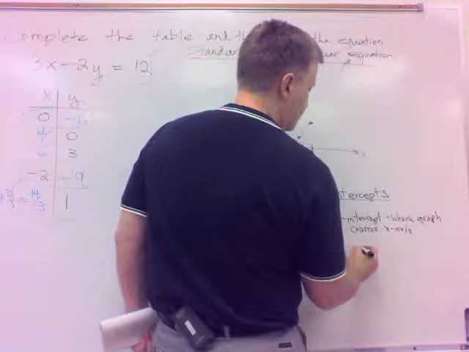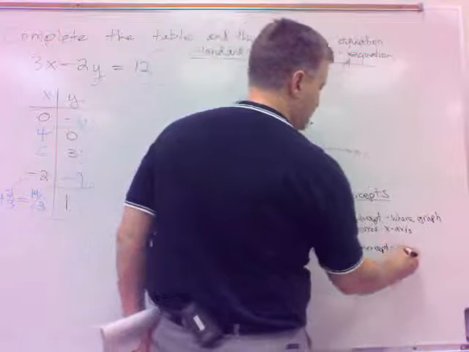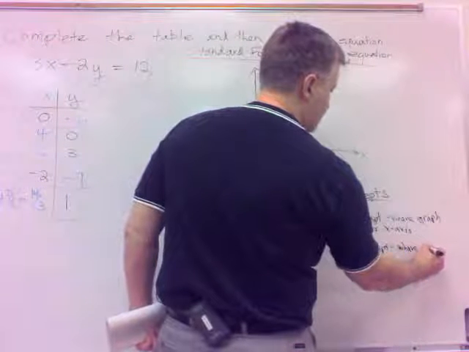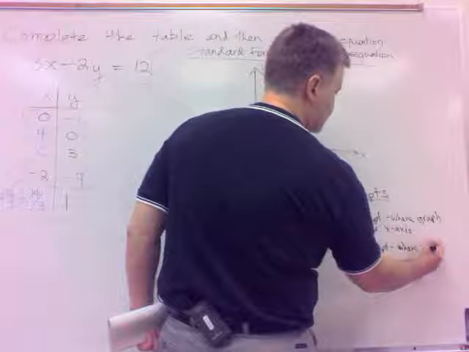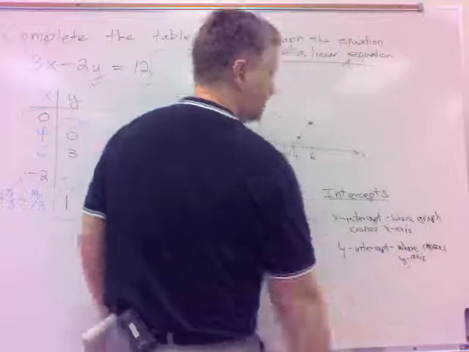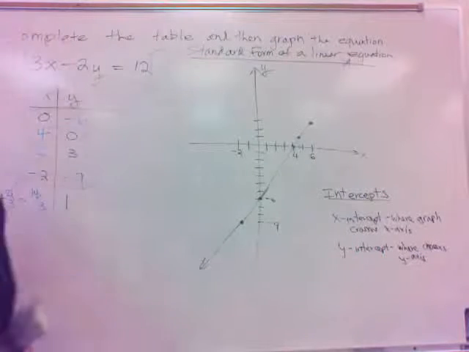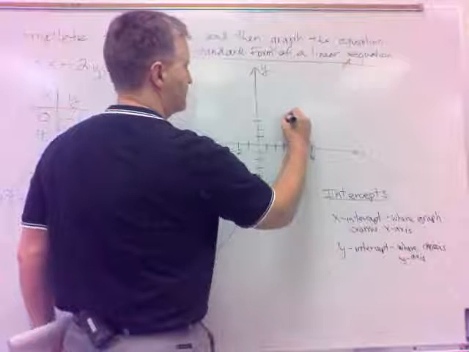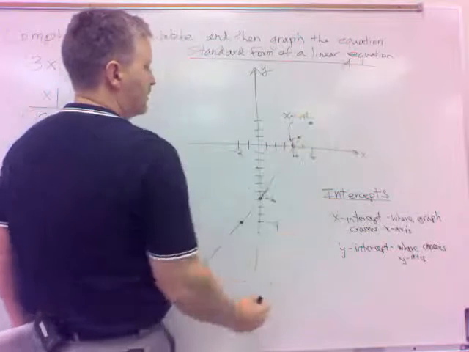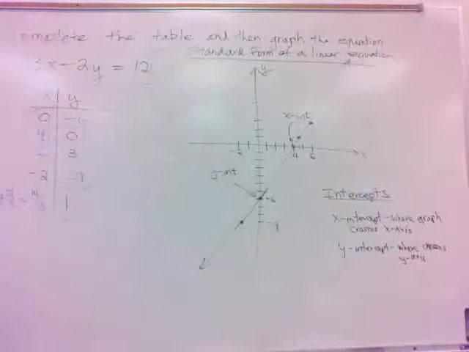And then the y-intercept is the reverse of that, of course, where it crosses the y-axis. Okay, very simple concept there. So in this case, where are my intercepts? My x-intercept is right here. And my y-intercept just happens to be right there. Just where it crosses the particular axis, okay?